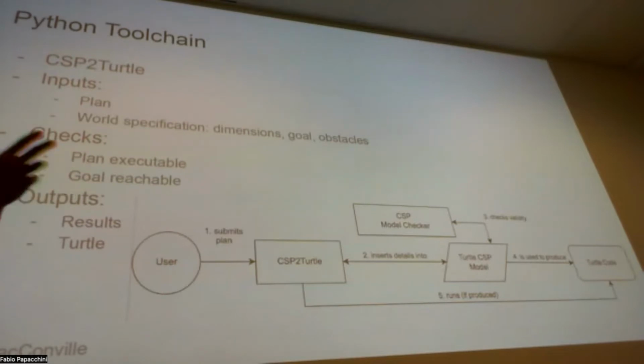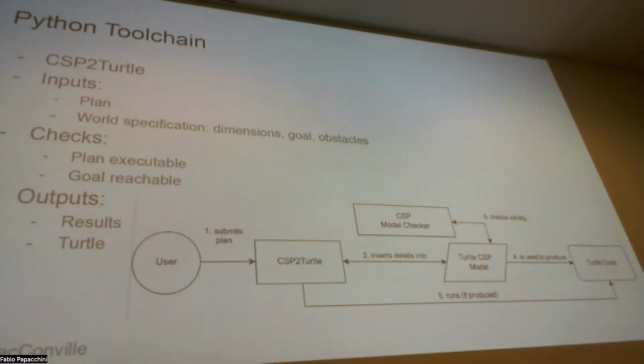This model is integrated within a bigger toolchain to allow for ease of use, a bit more flexibility and convenience, and to extend what you can do with it. Creatively called CSP to turtle. For inputs, you give it a plan and then a specification of the world. Currently, this allows for things like the dimensions, some sort of goal location, and a few obstacles.